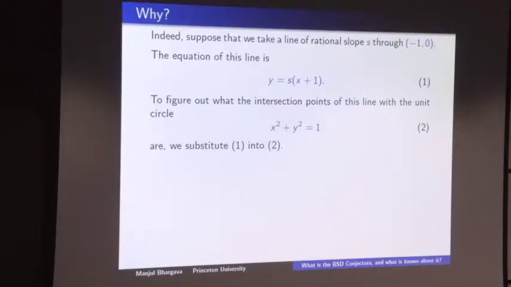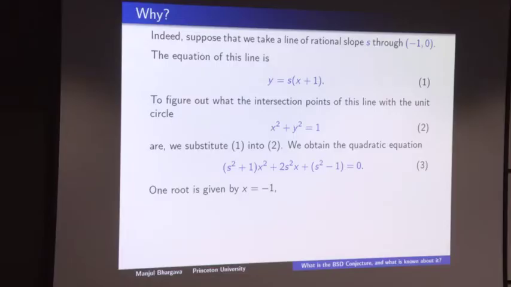We want to intersect it with x squared plus y squared equals 1. So we just substitute that value of y into x squared plus y squared equals 1 and solve. If we substitute y equals s times x plus 1 into x squared plus y squared equals 1, you'll get a quadratic equation, because it's clearly going to be quadratic in x. That's the quadratic equation you get if you substitute s x plus 1 for y.